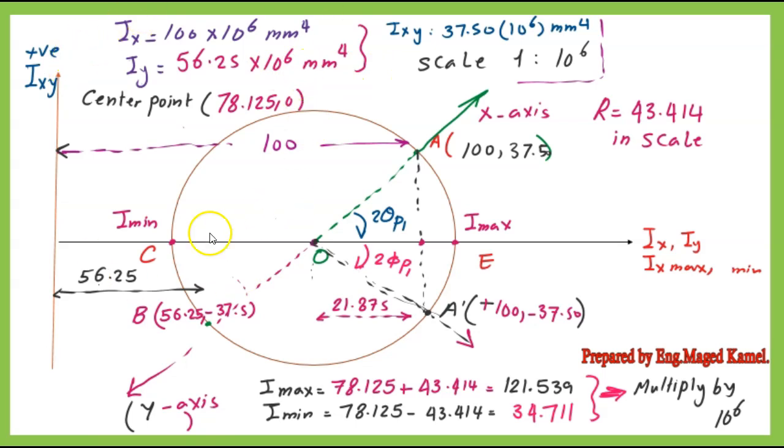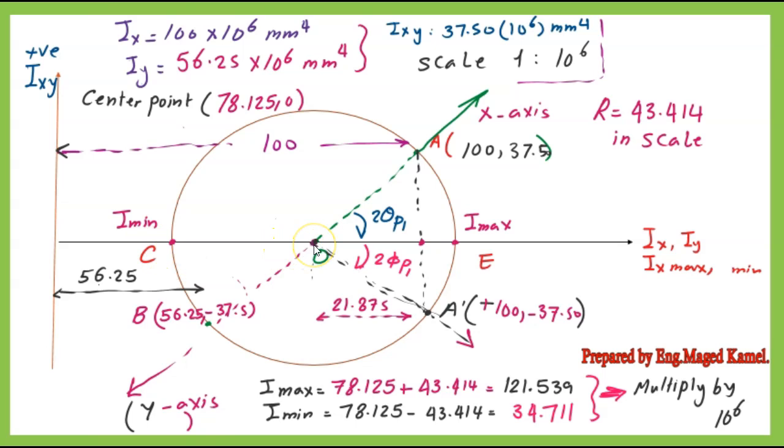Number 5, join the 2 points A and B and cut the x-axis in point O. Number 6, draw the circle with the radius equals to OA equals to OB. The radius value is 43.4138 units, approximated to 43.414 units.